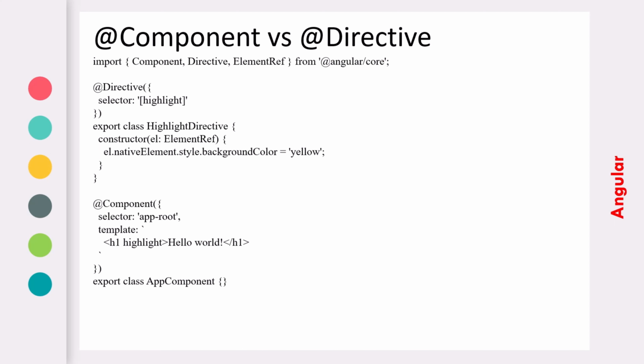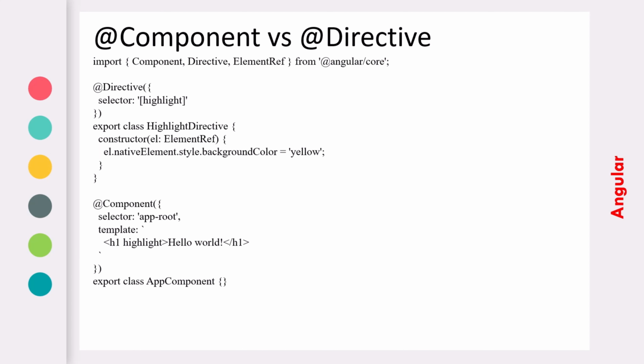In this example, we have both an @Component and an @Directive. The directive is called highlight directive and simply sets the background color of an element to yellow. The component is called app component and it uses the highlight directive to highlight the text hello world. The difference between the two is that the directive is designed to be used as an attribute of an element. You can see it here. Whereas the component, @Component, is designed to be used as a standalone element.